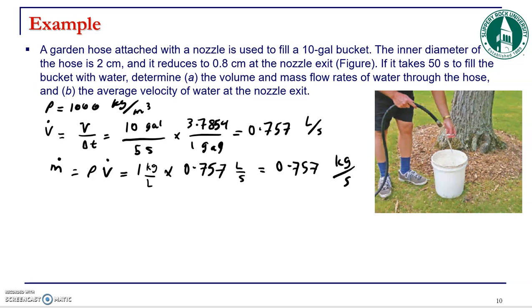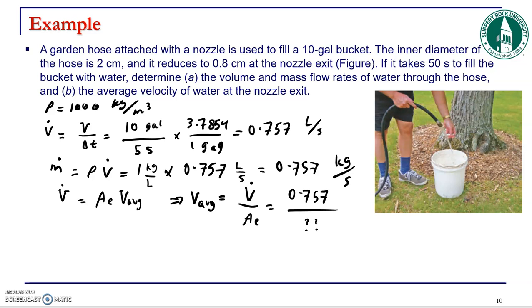Next, we want to calculate the average velocity. So remember the relationship between the volume flow rate and average velocity. So volumetric flow rate was equal to the cross-sectional area multiplied by velocity, average velocity, right? So average velocity is going to be equal to volumetric flow rate divided by cross-sectional area. This is 0.757. What is the cross-sectional area, right?